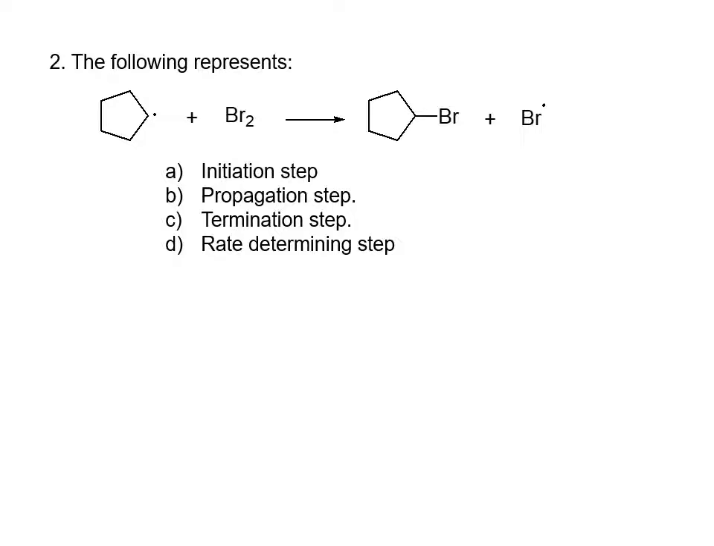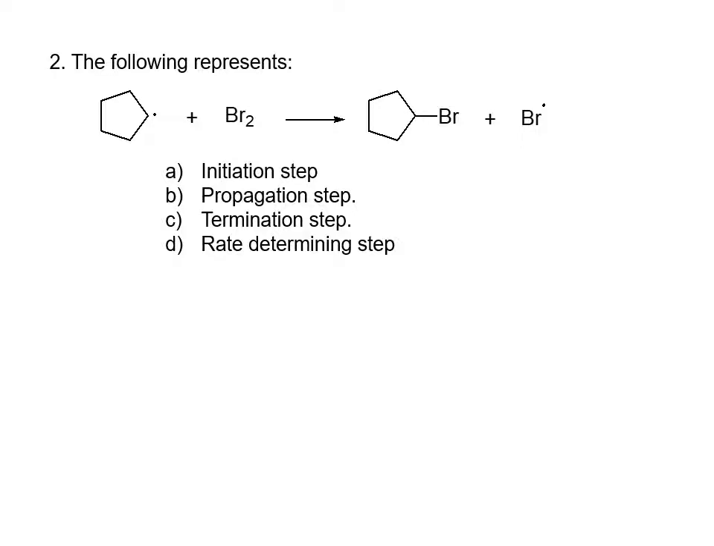Obviously, it is not an initiation step. In an initiation step, the starting material is a stable molecule, and a bond in that stable molecule is broken to give free radicals. That's why it's an initiation step. It initiates the free radical chain reaction, so free radicals are formed in that step. In this case, we have a free radical already on the left side as a reactant, and then a free radical as the product. So it cannot be an initiation step.